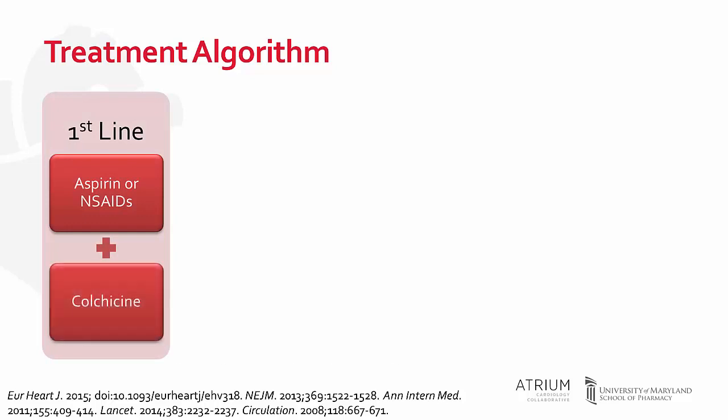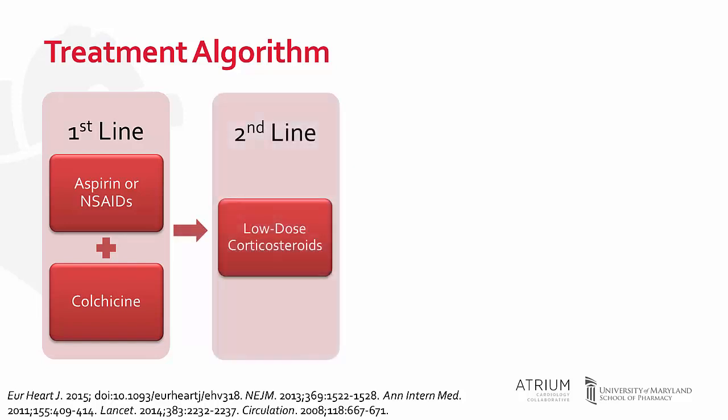First-line therapy includes a combination of either aspirin at high anti-inflammatory doses or NSAIDs plus colchicine. Gastrointestinal protection with, for example, a proton pump inhibitor is reasonable for the duration of therapy. Most patients should be able to be successfully treated with first-line agents. However, in patients with contraindications to aspirin or NSAIDs, they may receive low-dose corticosteroids in combination with colchicine. Additionally, in patients who fail combination therapy, low-dose corticosteroids may be added on for triple therapy.